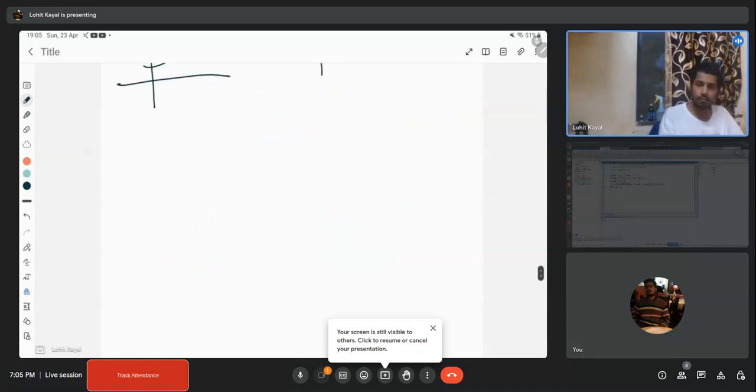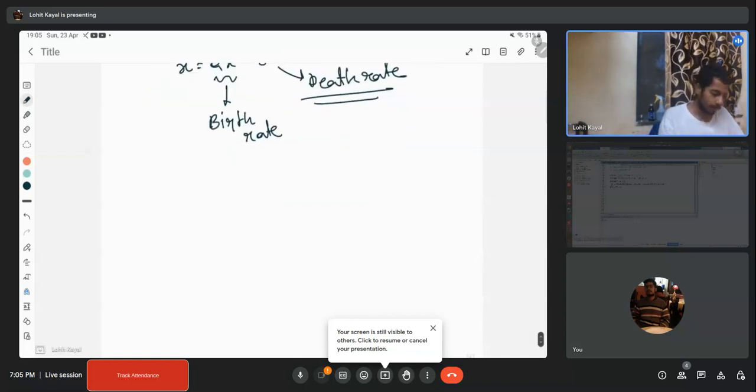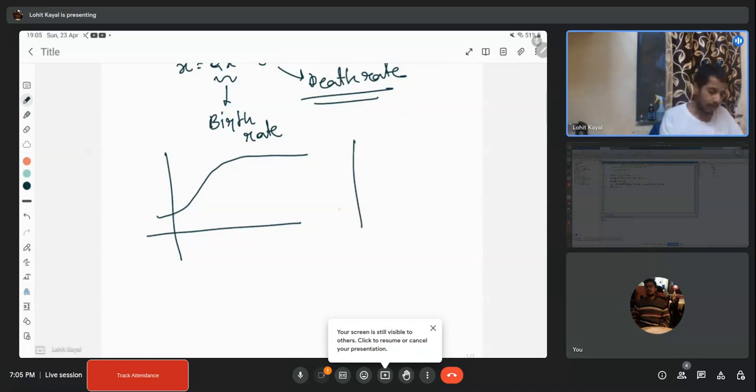Now when both of them are combined, x dot equal to ax minus bx square, ax is called the birth rate and bx square is called the death rate. So there can be various conditions that are possible. One possible condition is that it will grow and it may saturate. Otherwise it will initially grow, then it will decay. Now we will try to verify this using Matlab.